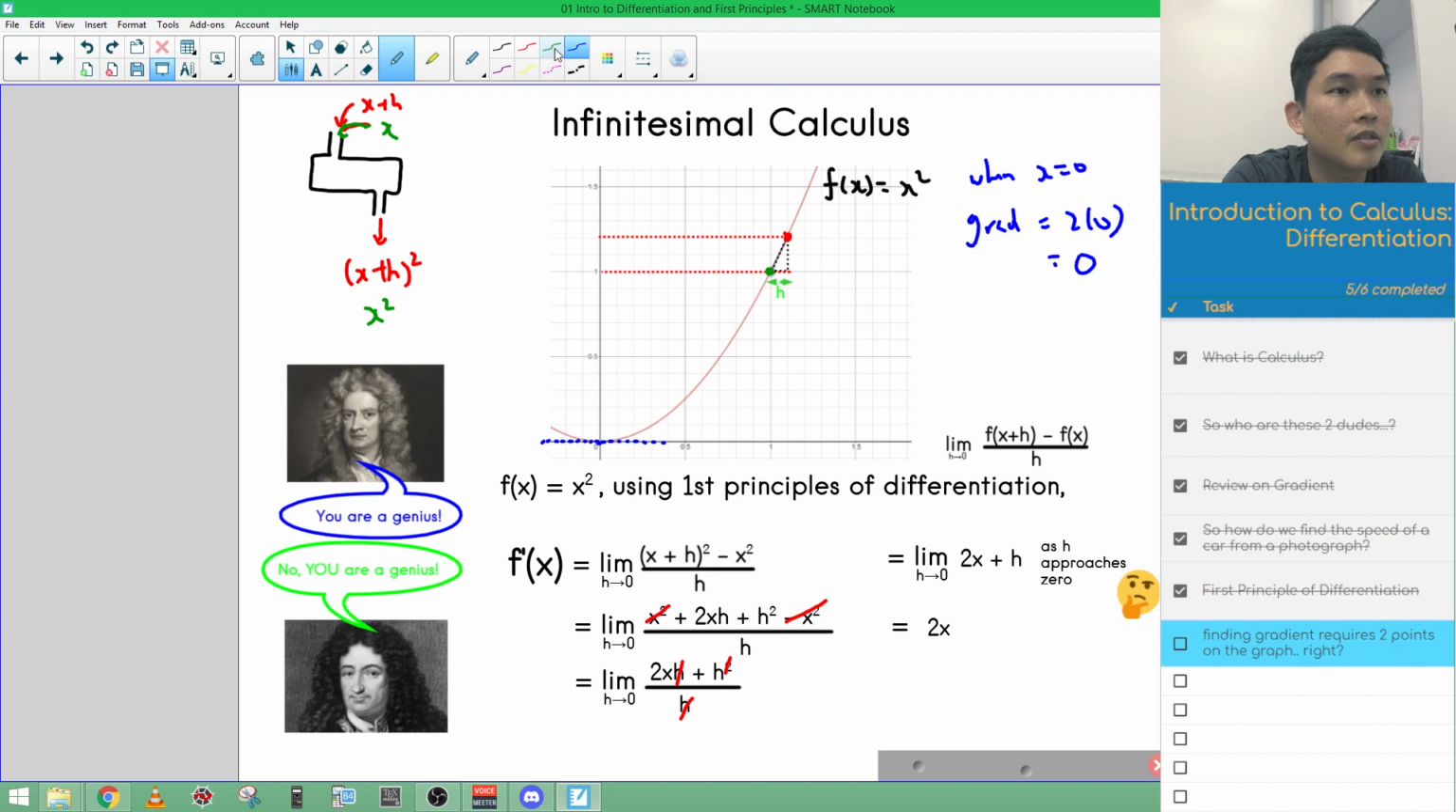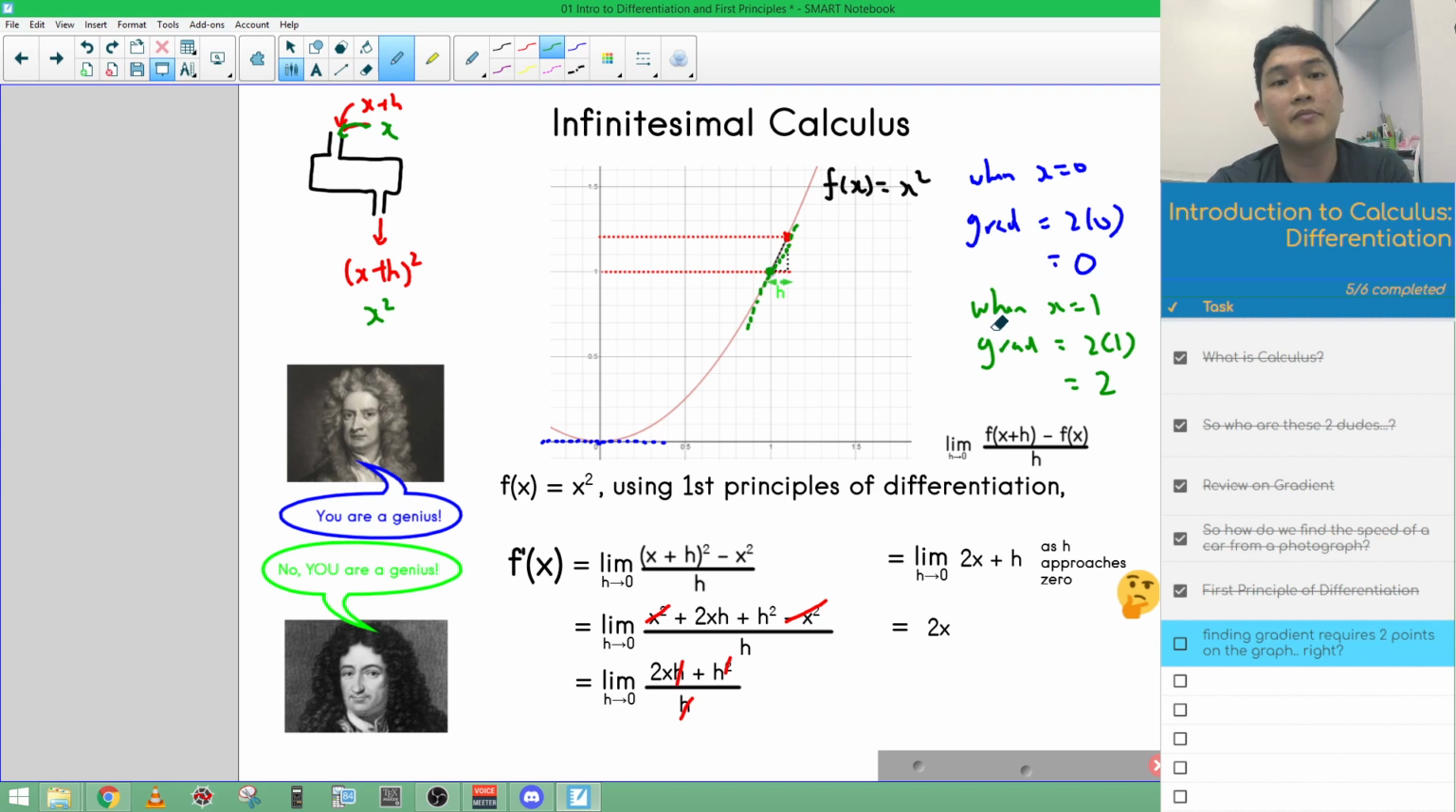Let's use another point. Let's say we use x equals 1. So when x equals 1, what is the gradient? The gradient is 2 times x, whatever x is. So x is 1, so the gradient is 2. And if you look at x equals 1, it does indeed look like the gradient is 2, kind of steep. Yes? And yeah, this is actually quite sneaky if you think about it.